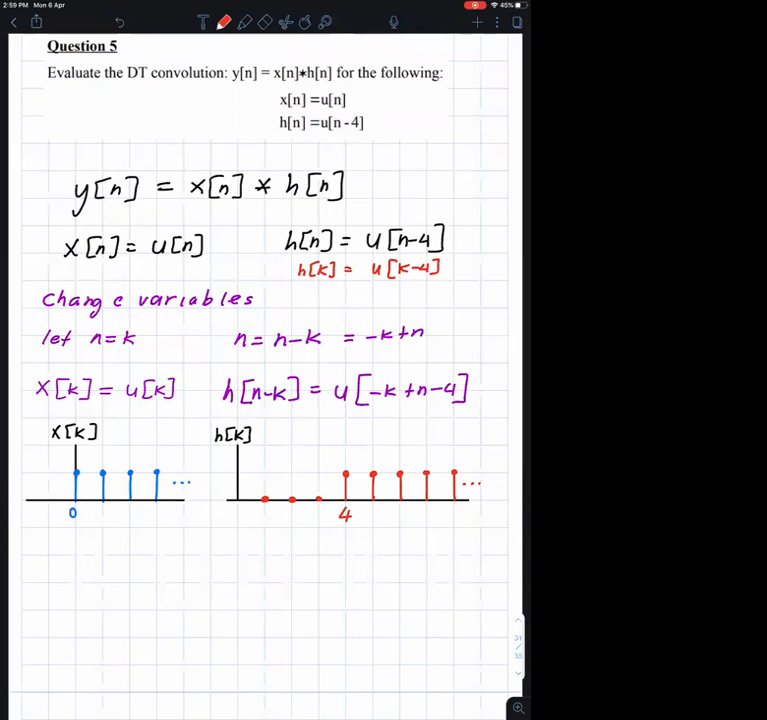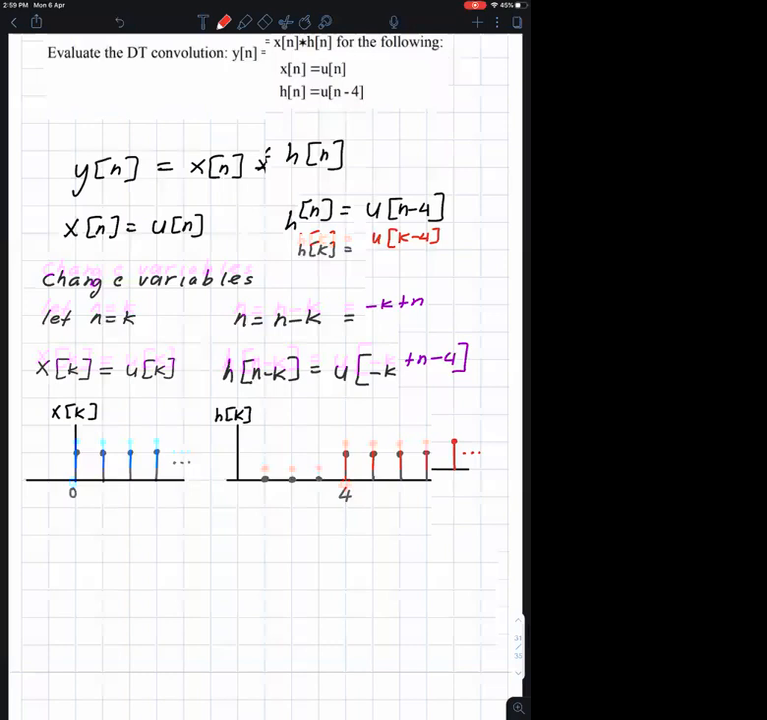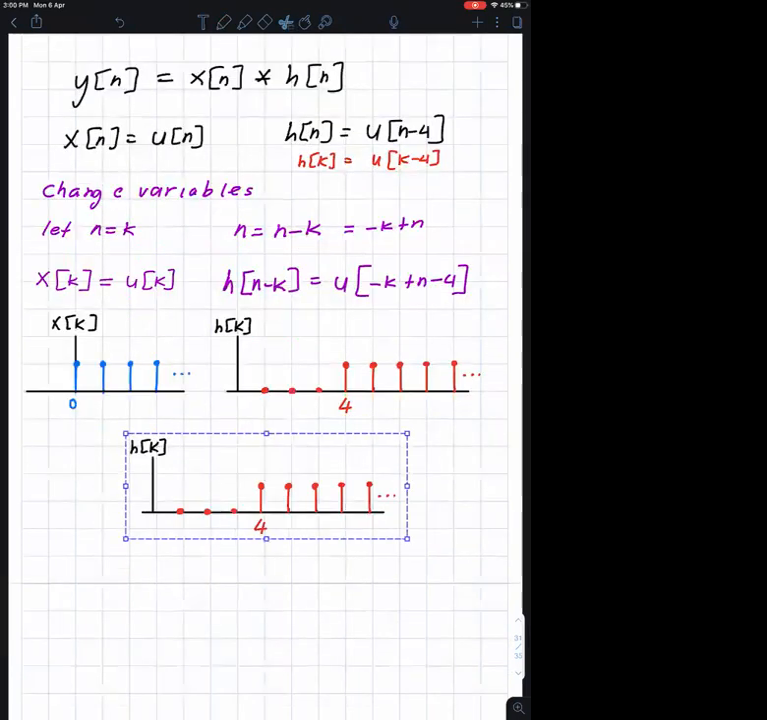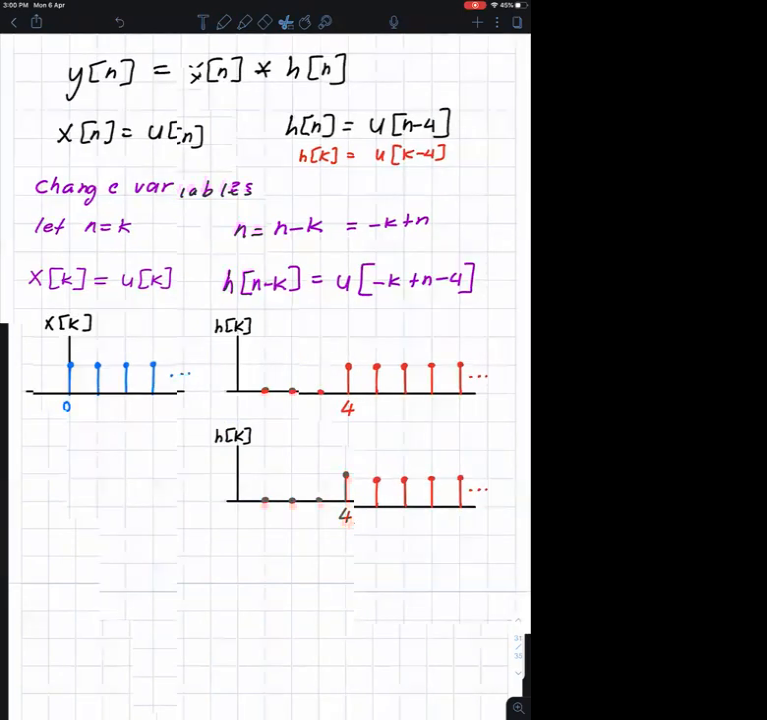Sketching h of k, any problems? Okay, sir, no problem, right? Next, you sketch. What do you want to know? Now you sketch h of n minus k.